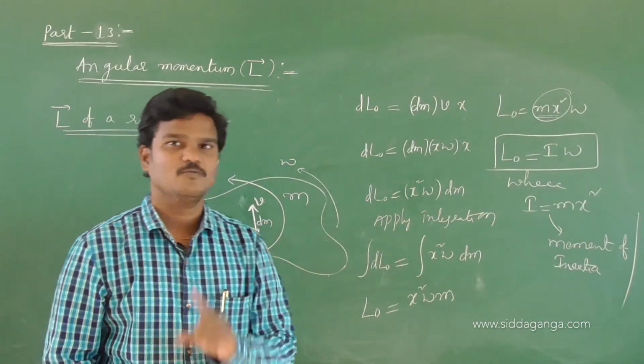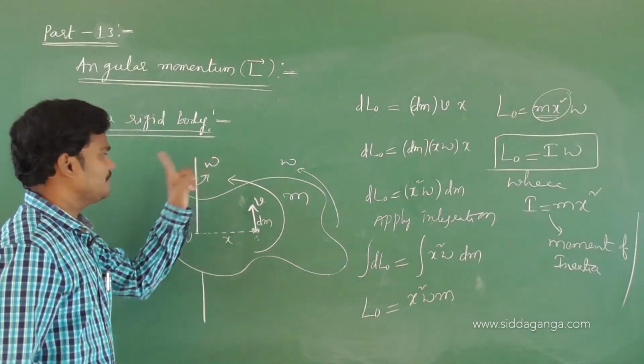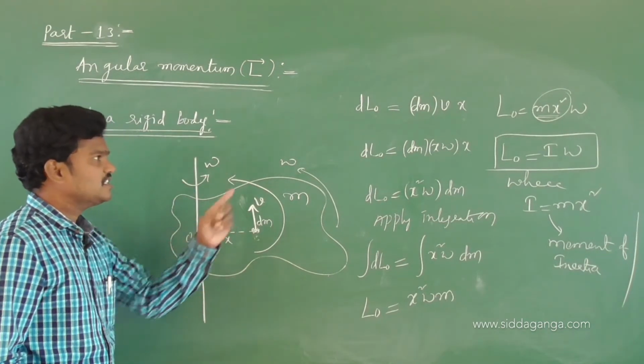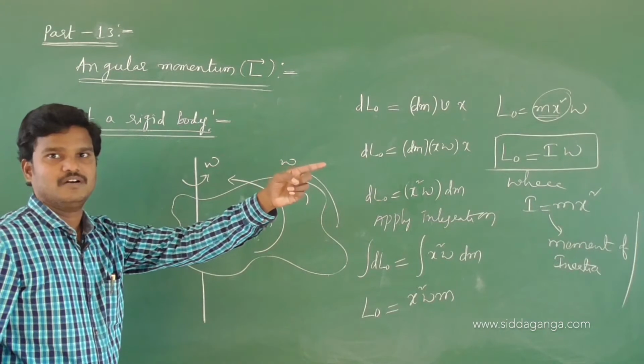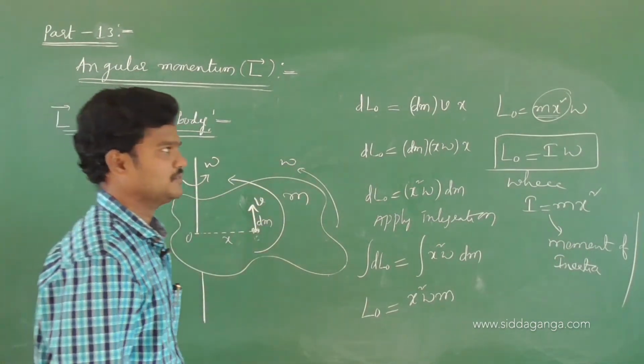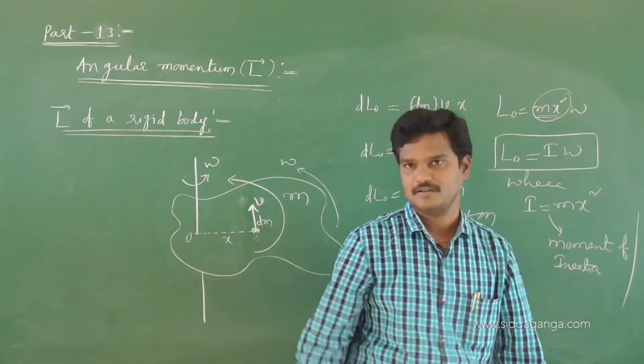Moment of inertia. Now finally I got the angular momentum of a rigid body when it rotates about a fixed axis. L is equal to I omega. Keep the formula in mind, that is useful for solving some easy level problems. L is equal to I omega. Take it.